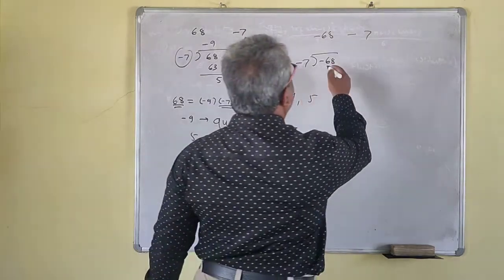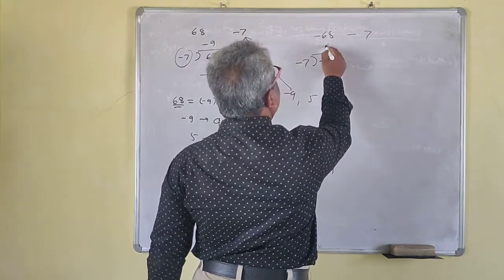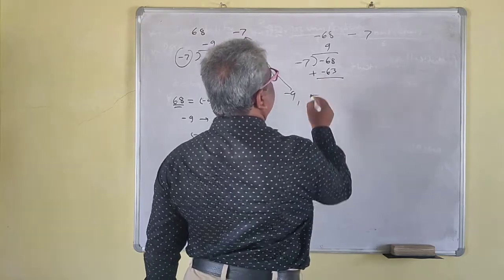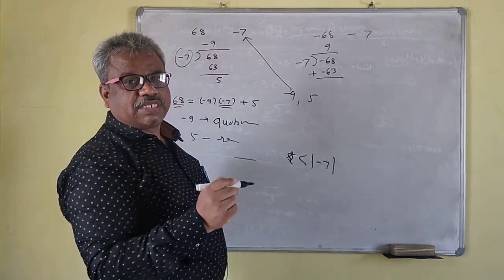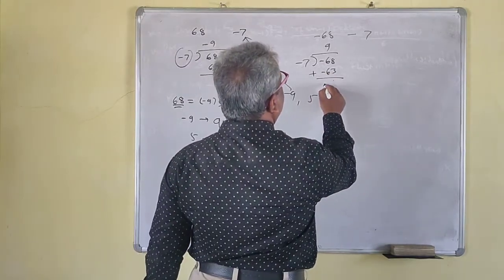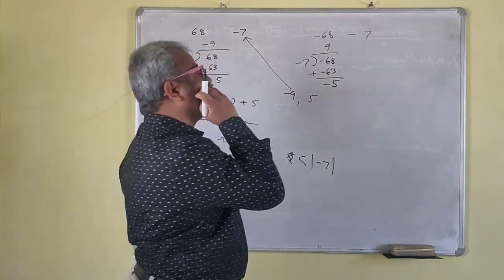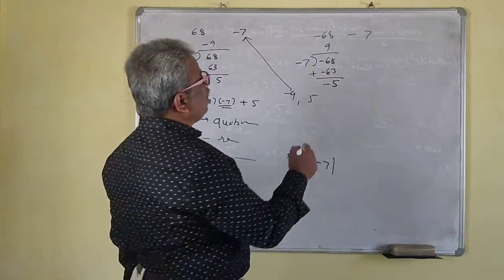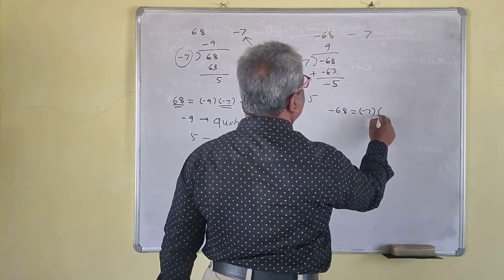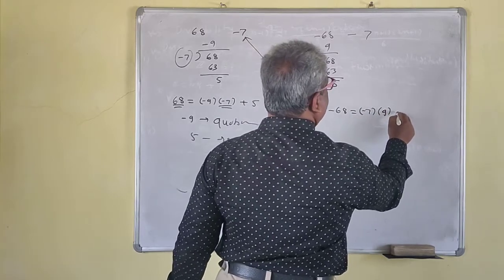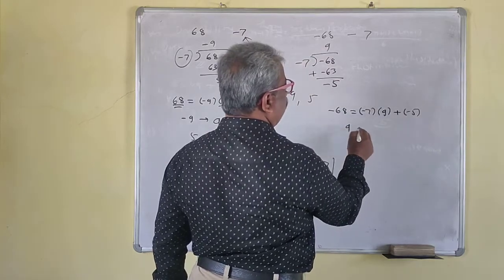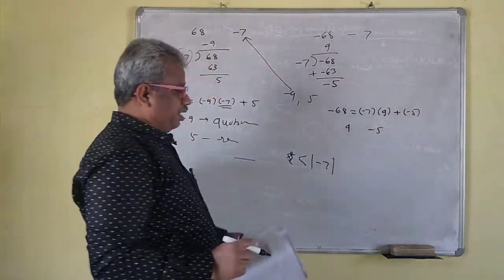Now here also see what happened. Here this is 9, then this is minus 63, then this is plus, because we are changing the sign. So minus must become plus. So this will be minus 5, then this will be minus 5. Then you can write this 68 as minus 5 times 9 plus minus 5. So that means 9 is the quotient, minus 5 is the remainder, right?